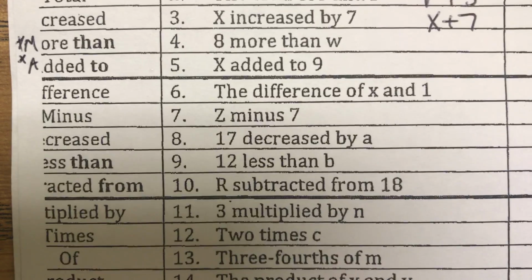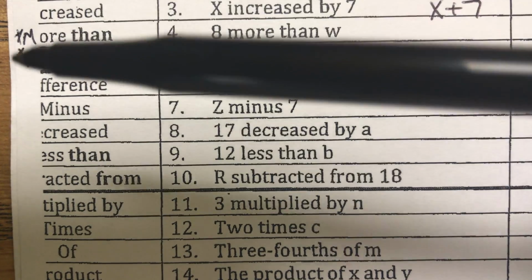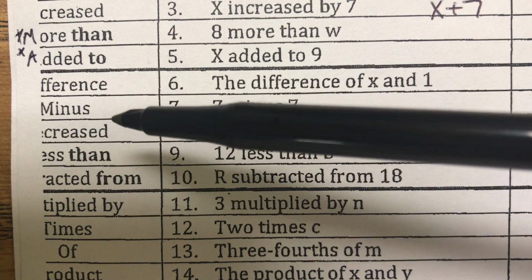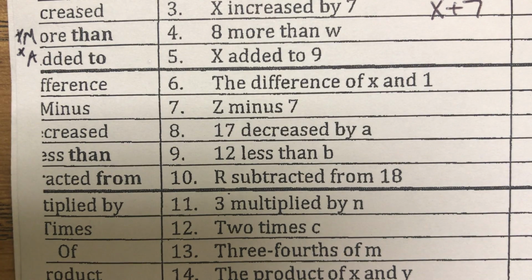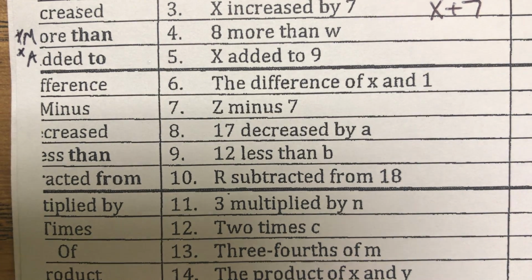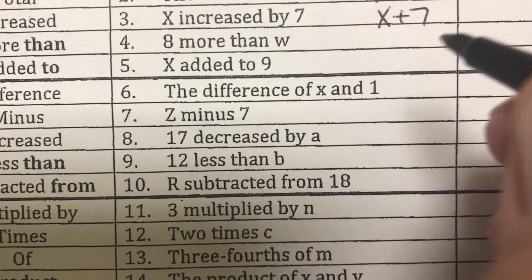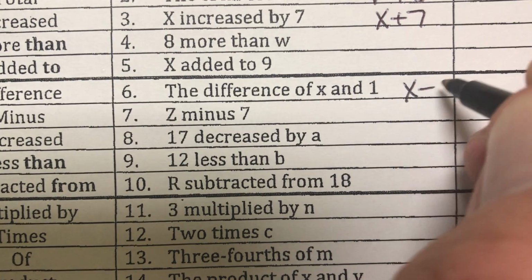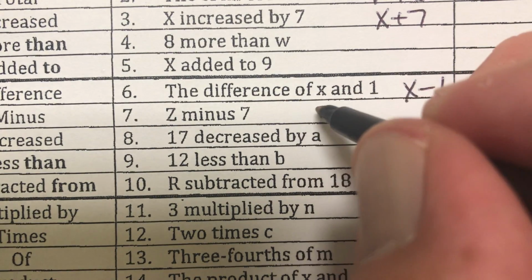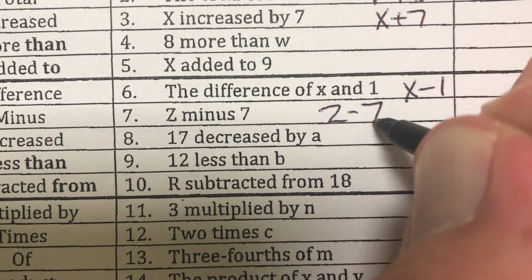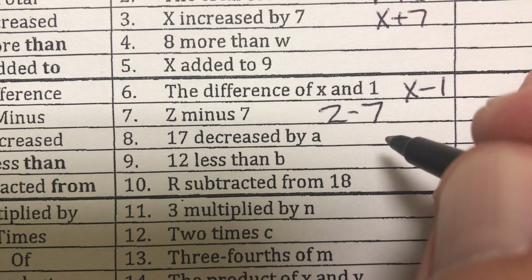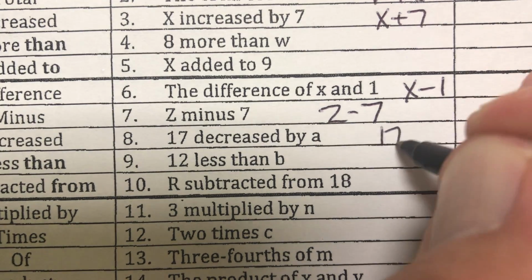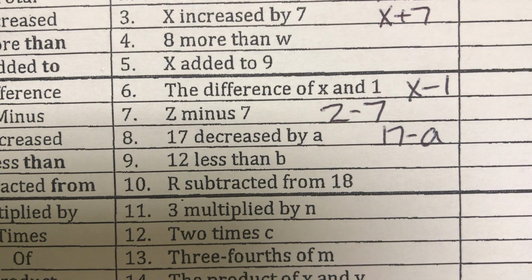Next would be subtraction. The words that they use for subtraction are difference, minus, decreased, less than, subtracted from. All of these things mean that you are doing a minus operation or a subtraction operation. So the difference of x and 1 would be x minus 1. 7 minus z is just 7 minus z, exactly what it sounds like. 17 decreased by a, that means you're taking a away from 17. 17 minus a.